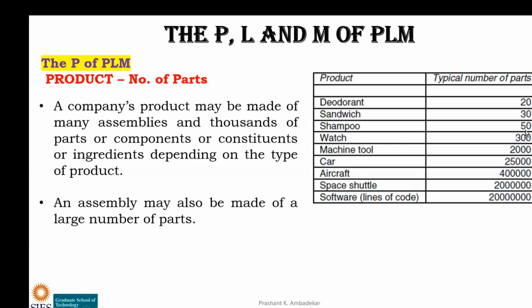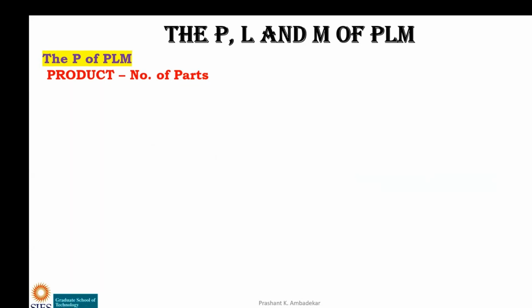A shampoo may have different products added in it to make a total of 50 components. For example, there is product A, product B, product C, product D, and out of these 10 products the shampoo is made, then the pouch is made, and then packaging and labeling. A watch may have 300 components, a machine tool 2000, an aircraft this much, and software, if you consider each line of code as a product, may have so many lines. All this can be part of the product.